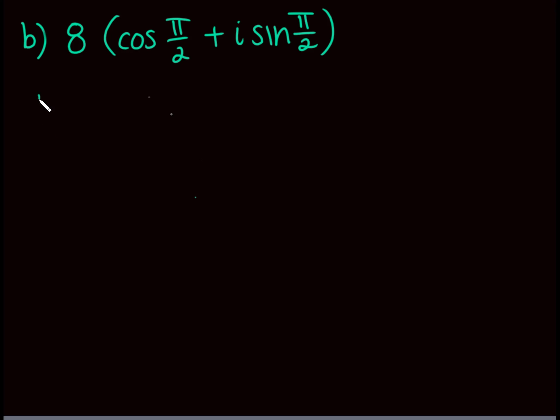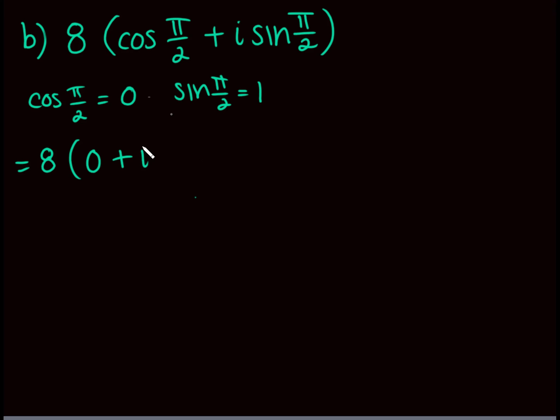Oh, this one will be interesting. Let's look at 8 times the cosine of pi over 2 plus i sine of pi over 2. I think you'll see it's pretty simple. Cosine of pi over 2 is on the y-axis, and cosine gives my x values, so cosine of pi over 2 is 0. Sine of pi over 2 is 1. So this equals 8 times 0 plus i times 1. We just get 8i, because 8 times 0 is 0.